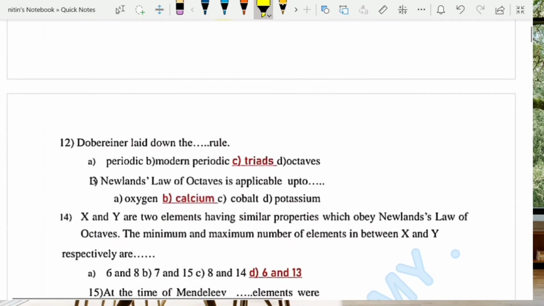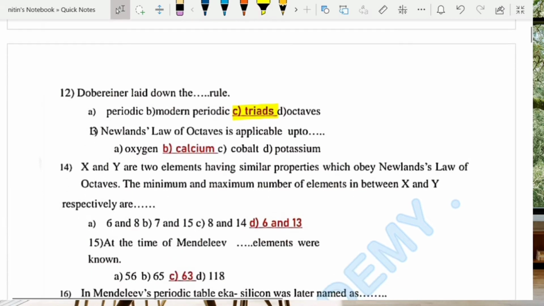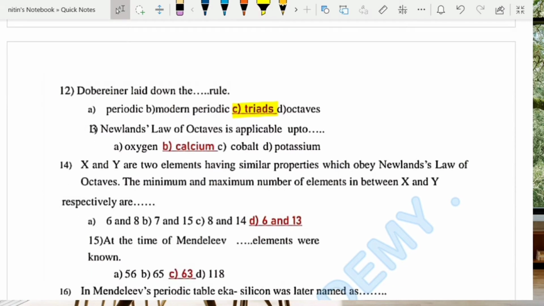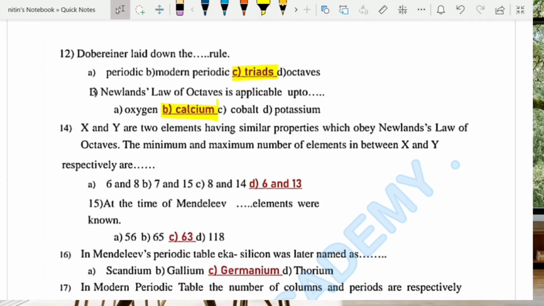Next, Dobereiner's triads are known as the rule of triads. Example: lithium, sodium, potassium. Next, Newlands' law of octaves is applicable up to calcium. Next, x and y are two elements having similar properties according to Newlands' law of octaves. The minimum and maximum number of elements in between x and y respectively are 6 and 13.